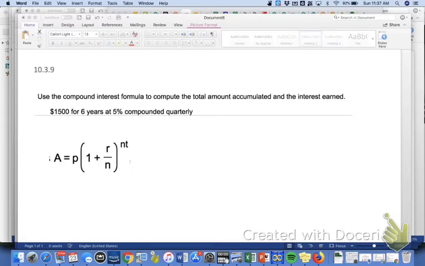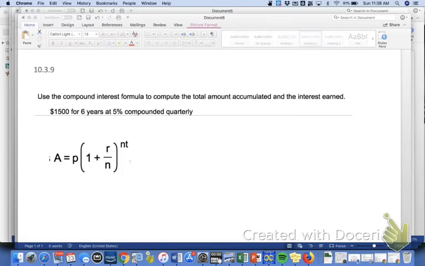So you're using the compound interest formula to compute the total amount of money accumulated and interest earned on $1,500 for 6 years at 5% compounded quarterly. And this is the formula for compound interest that you get from your text. And let me briefly introduce you to what all of these variables in the formula stand for.